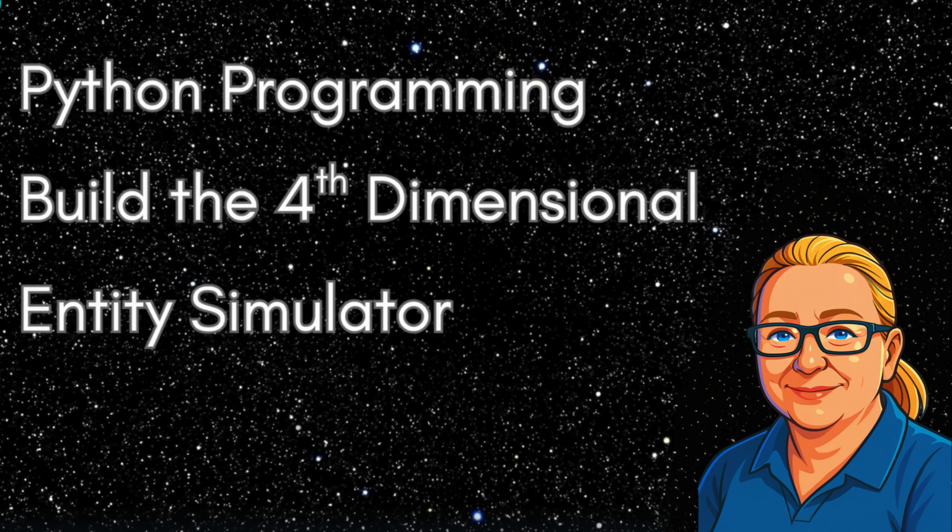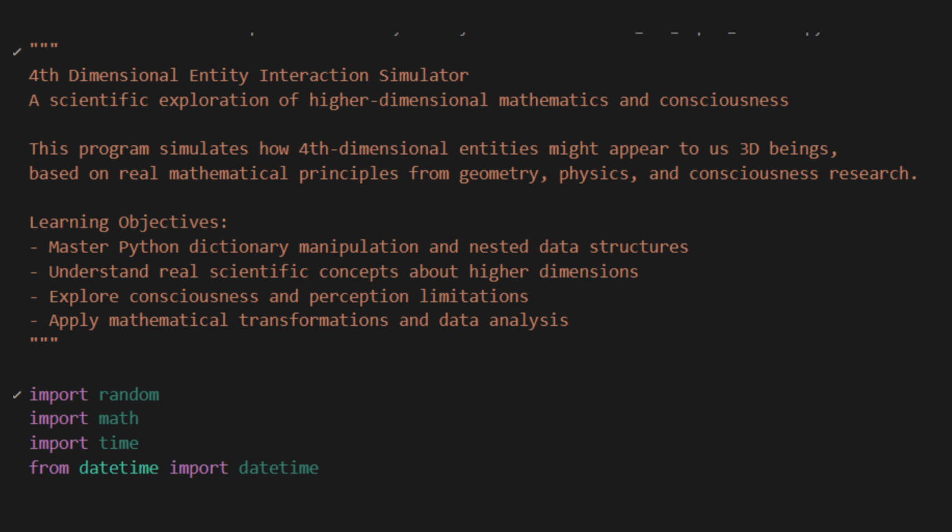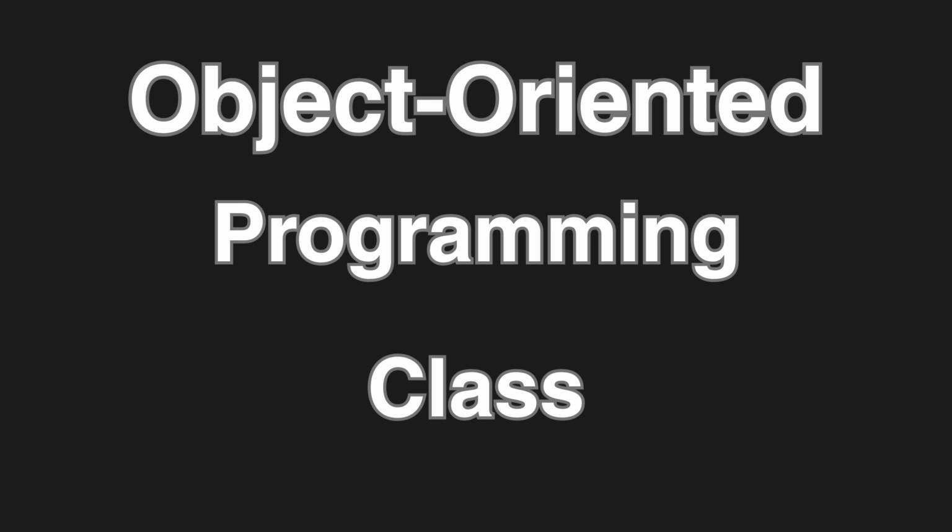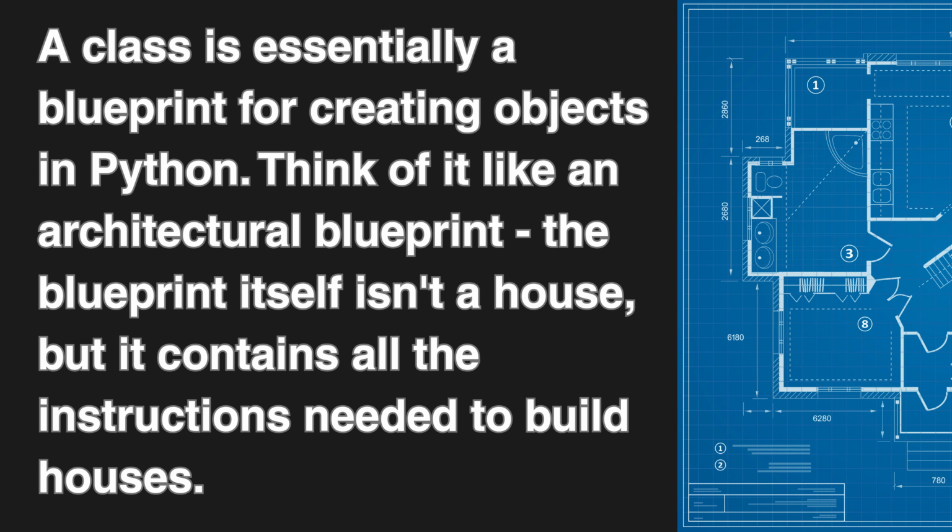In our last section, we got all of our imports completed. So now we're going to create our first class. A class is essentially a blueprint for creating objects in Python. Think of it like an architectural blueprint. The blueprint itself isn't a house, but it contains all the instructions needed to build houses.